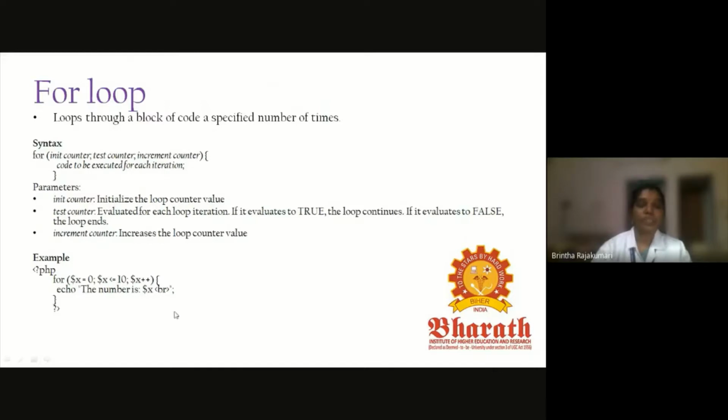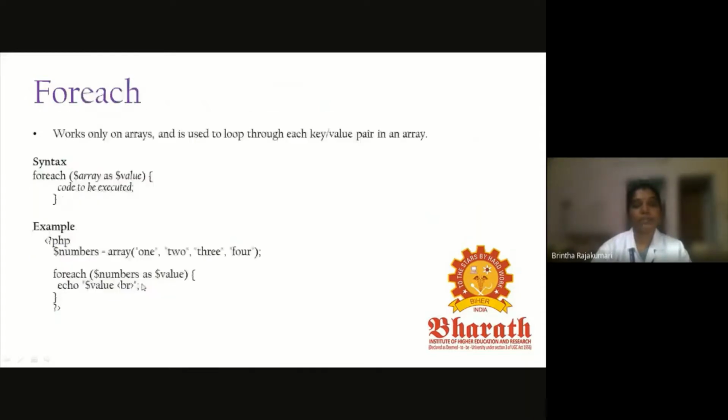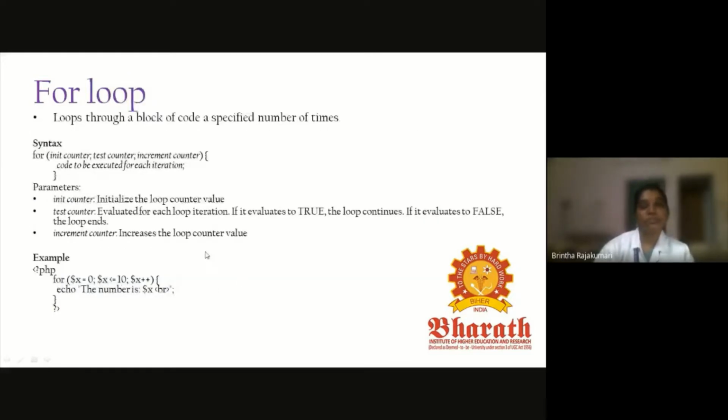Now look at the example. What is the initial value of x? 0. This is the condition. If the condition is true, it executes the block of code. Afterwards control comes here to increment or decrement. Here we have plus plus, which increments the value. That's all about the for loop.